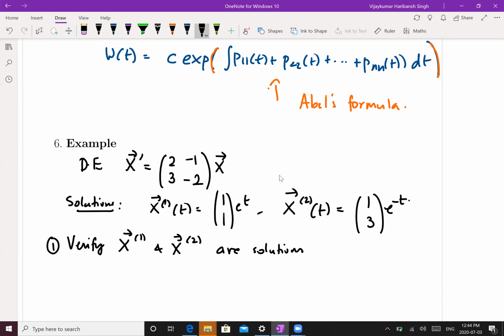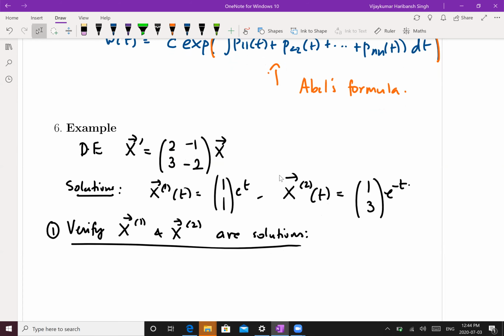Solutions. So how do you verify? What is the left-hand side? Verify means it should satisfy this star. Let me check it for x1. x1 prime will be taking the derivative of this, which will be the same.